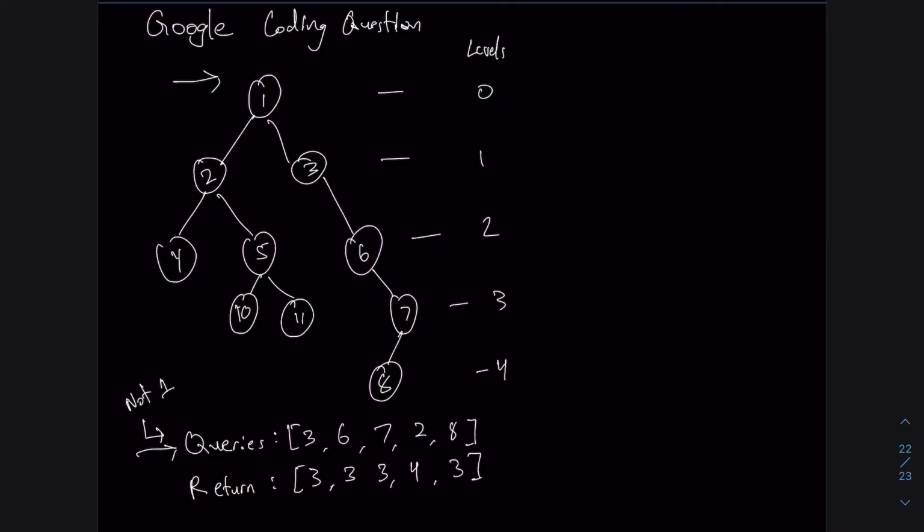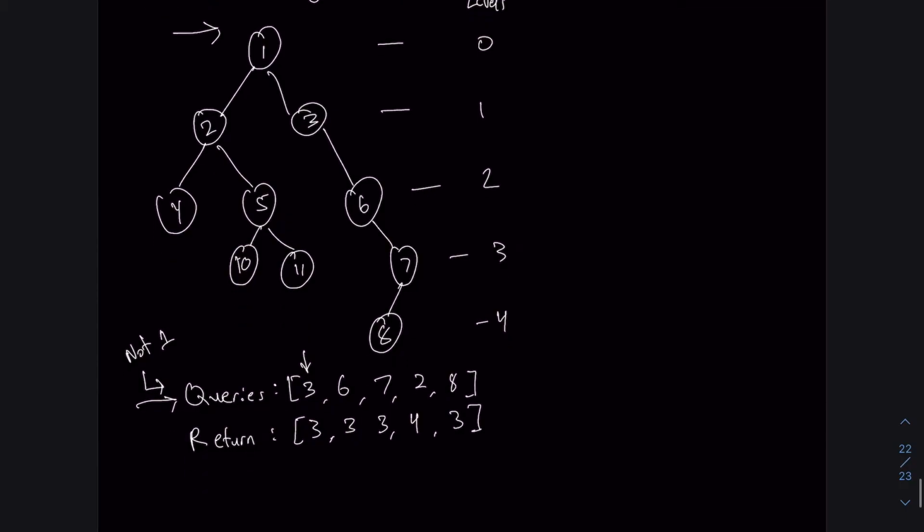And the whole point of this problem is for each query, for example, for this first query, for this value, we want to store the height of the tree if the node 3 was removed. So this first query is saying, if node 3 is removed, if this entire section is taken off, then what is the height of our remaining tree?